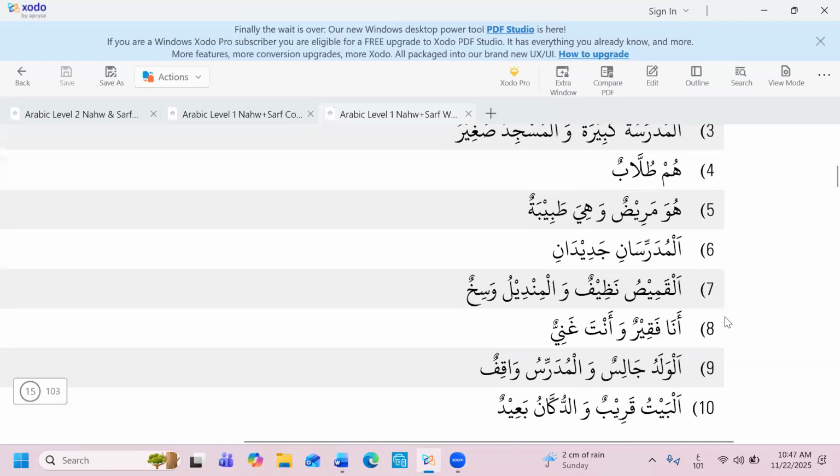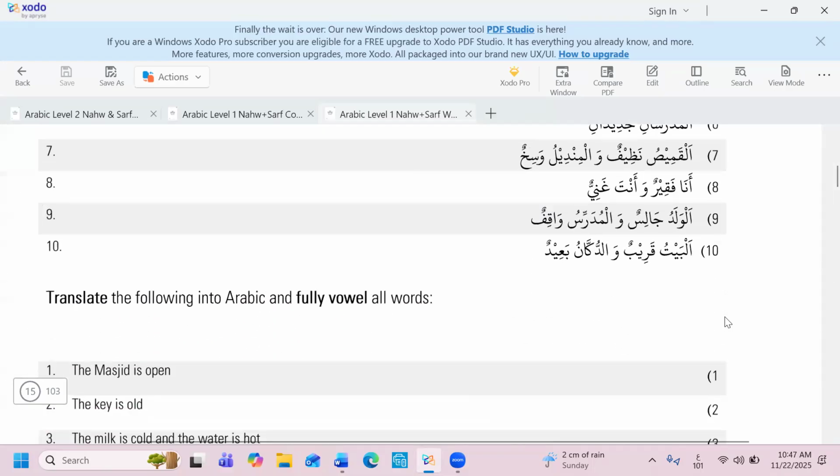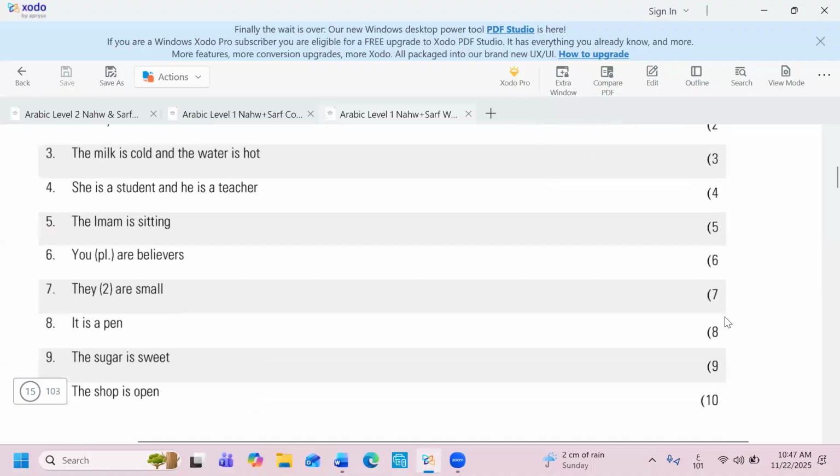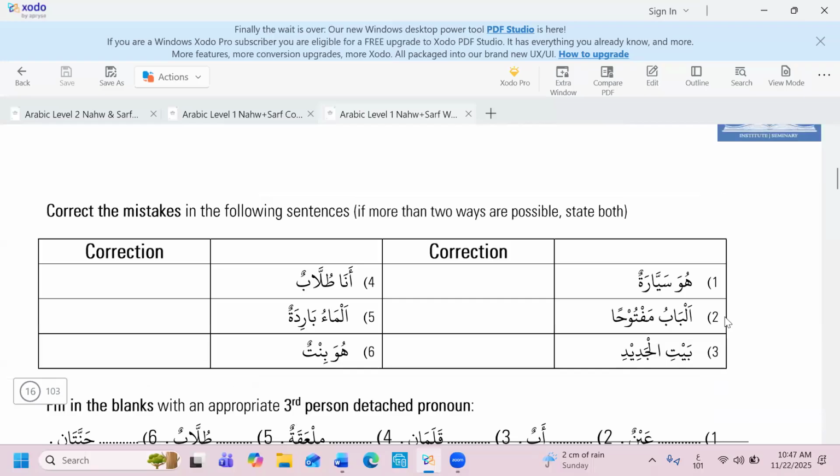Again, the rest, you do that. I'm going to leave that one there. What I want to do is this one here. This correction exercise. So we look at number 1.